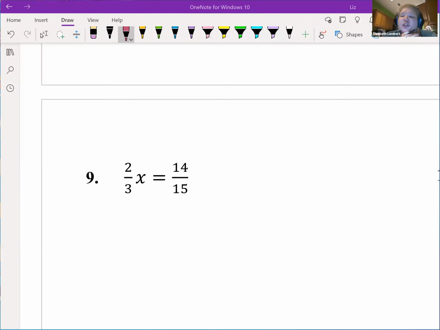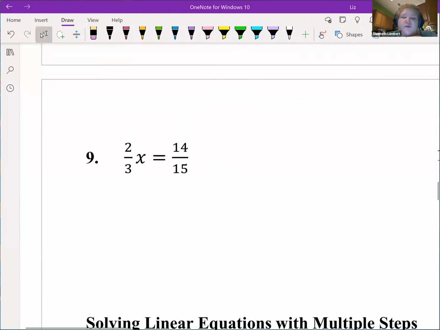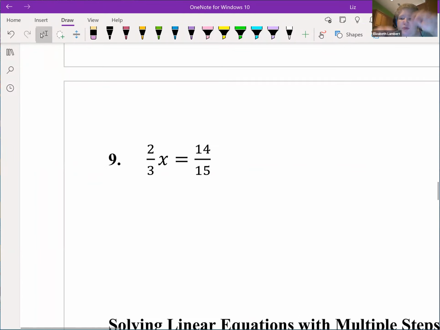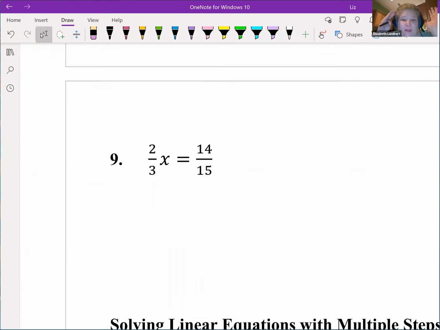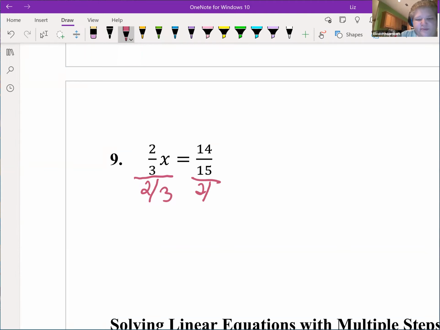So since there are two ways to solve this, I will show you both ways. The first way, we do the same thing we were doing before. We have 2/3 smushed onto x. That smush means multiply. To undo multiplying, I'm going to divide both sides by 2/3. Writing that can look weird though. So normally we do this fraction bar and then write down what we're dividing by.